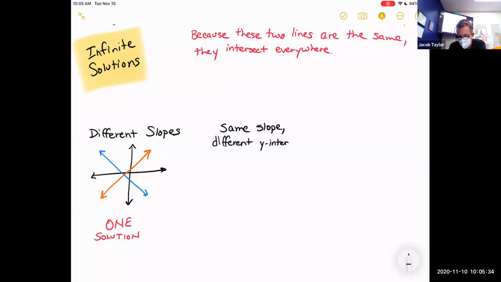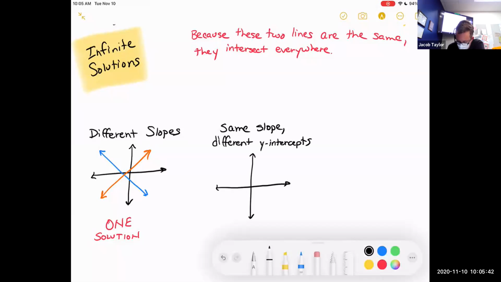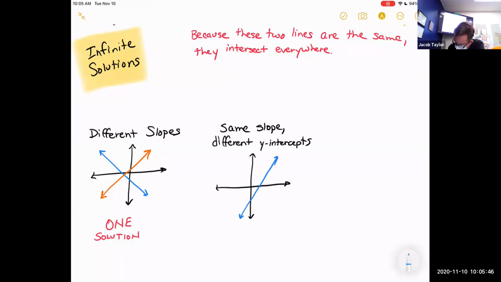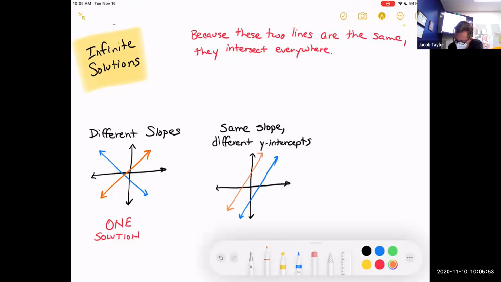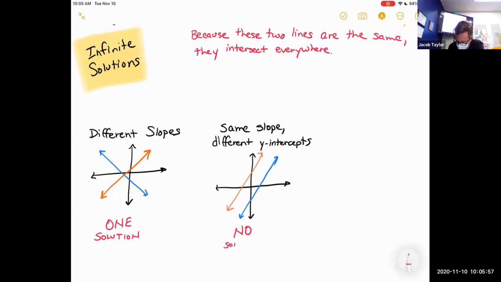So the same slope but different y-intercepts are lines that are parallel. So for example, we have one line going like this, and we have another line going like this. Parallel lines have no solution.